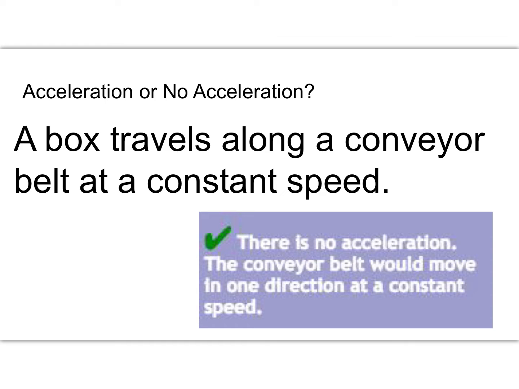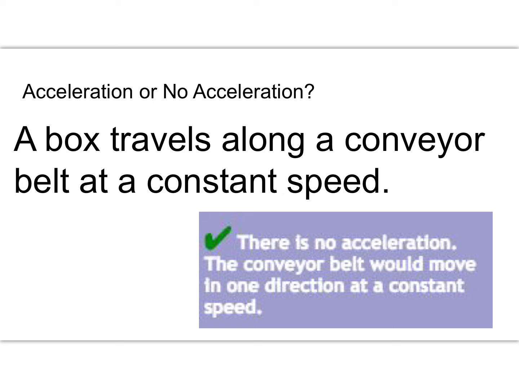So you'll notice on your paper that you have some boxes, and there's a column that's empty. In that empty column, for these next six, you're going to put no acceleration or how the acceleration changes. So a box is traveling along a conveyor belt at a constant speed. So if the box is traveling along the conveyor belt at a constant speed, there's no acceleration.